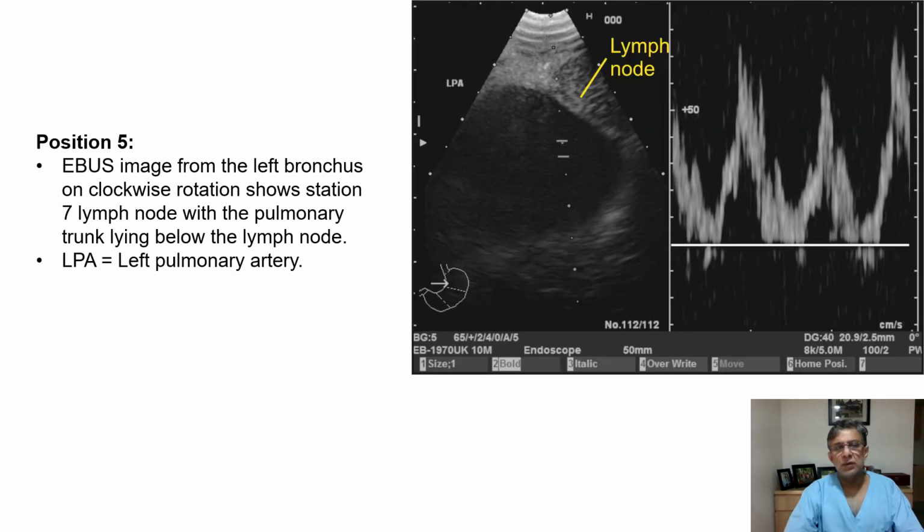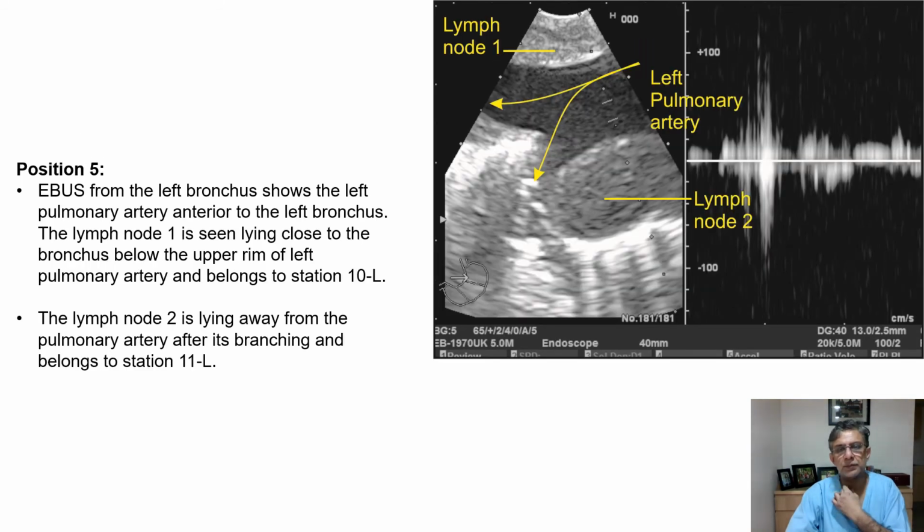This is a lymph node, station 5, on anti-clockwise rotation. We see the pulmonary trunk, the left pulmonary artery, and this is the lymph node belonging to station 7. So long as we are seeing the pulmonary artery, this is a station 7 lymph node.